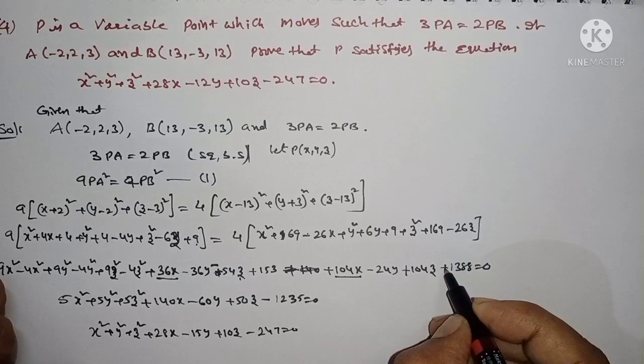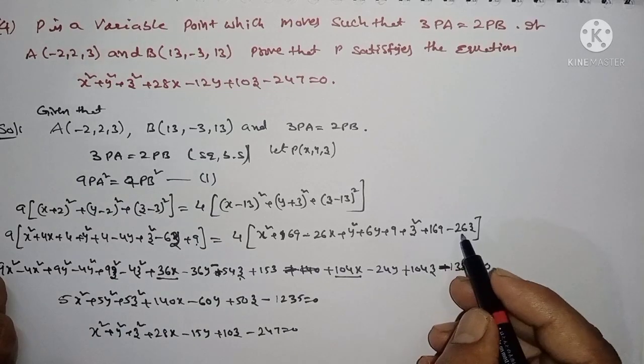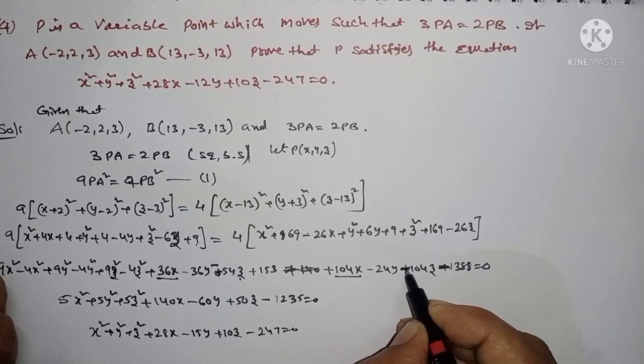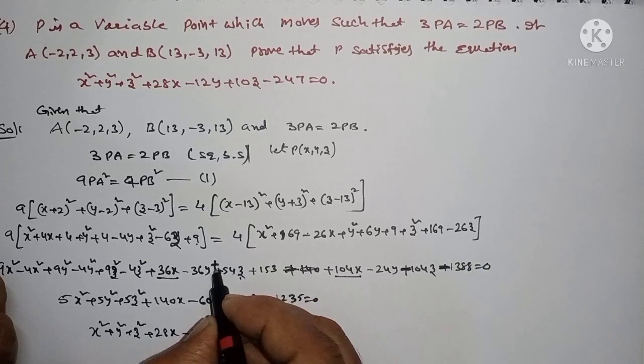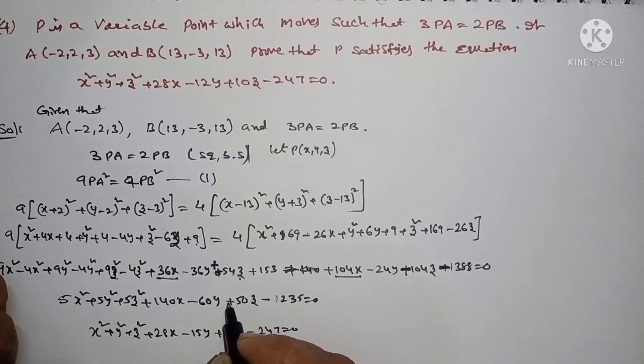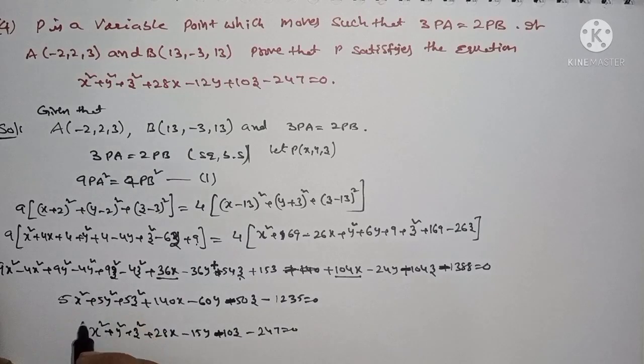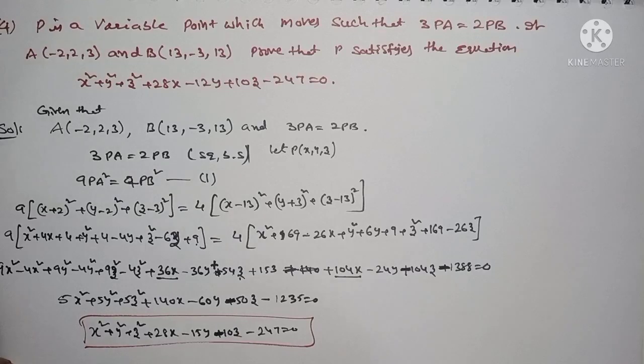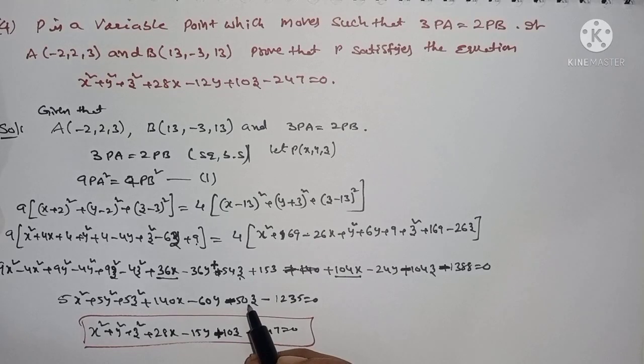This is minus 138. This is also minus 138. This is plus only. You can write this as minus 50, minus 10 only. Simplification you can do, it is very simple. You get the answer: x square plus y square plus z square plus 28x minus 15y minus 10z minus 247 is equal to 0. This is the same as this.